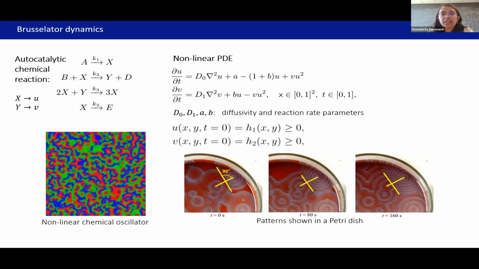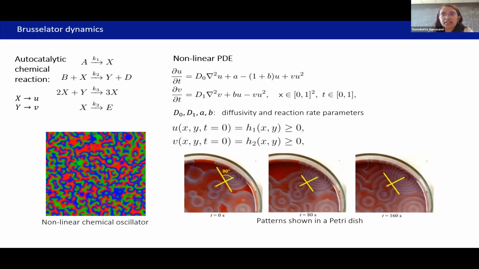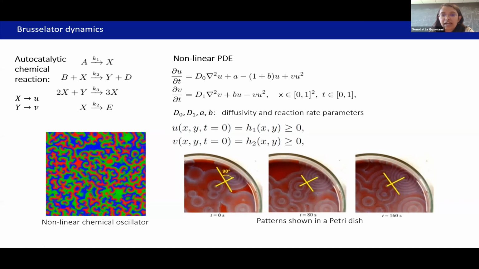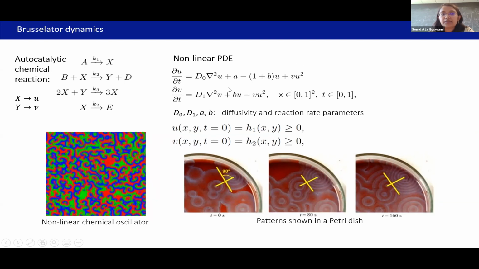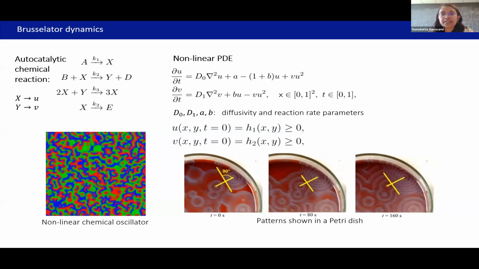The reactant substance A is converted to its final product E in 4 steps with the help of 4 species, which are X, Y, B, and D. And it is considered that A and B are in abundance in the reaction, and we consider that they are modeled at constant concentrations. And the nonlinear PDEs representing the autocatalytic equation are shown on the right-hand side, where D0 and D1 are the reaction diffusion coefficients. The small a in the nonlinear PDE represents the reactant substance A, capital A on the left-hand side, and similarly b represents capital B on the left-hand side. The concentrations of X and Y are defined through u and v, and they are initialized through the initial conditions that are mentioned.